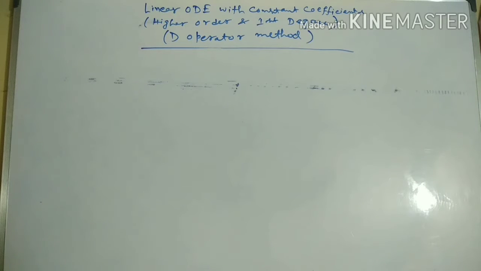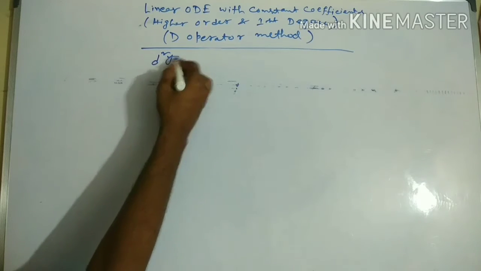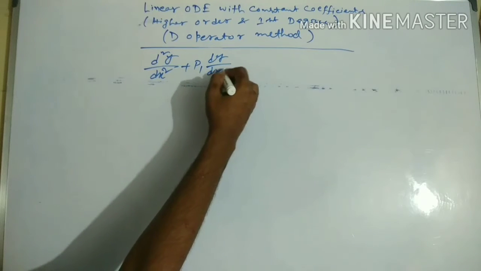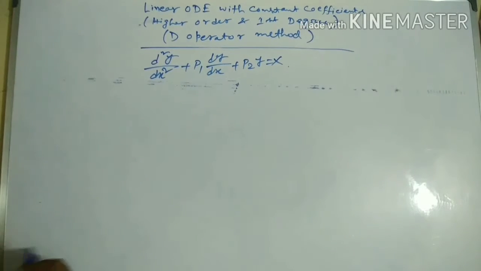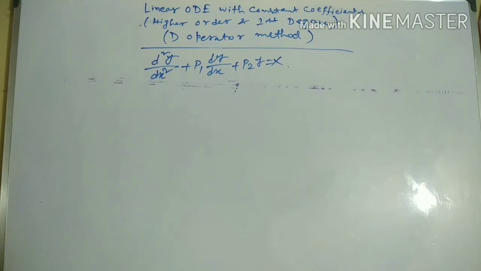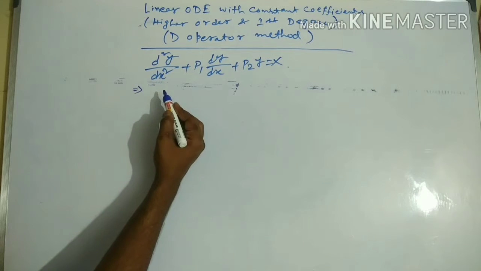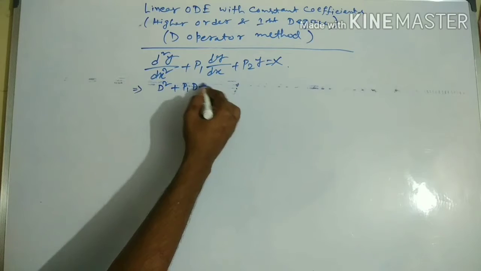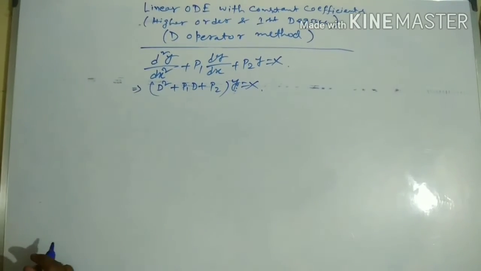First I have to say some basic things. I am writing the general form again: d square y dx square plus p1 dy dx plus p2 y equal to capital X, where p1, p2 are arbitrary constants and capital X is a function of x. We can write this equation using capital D, where capital D is the differential operator: D square plus P1 D plus P2 operating on y is equal to capital X.